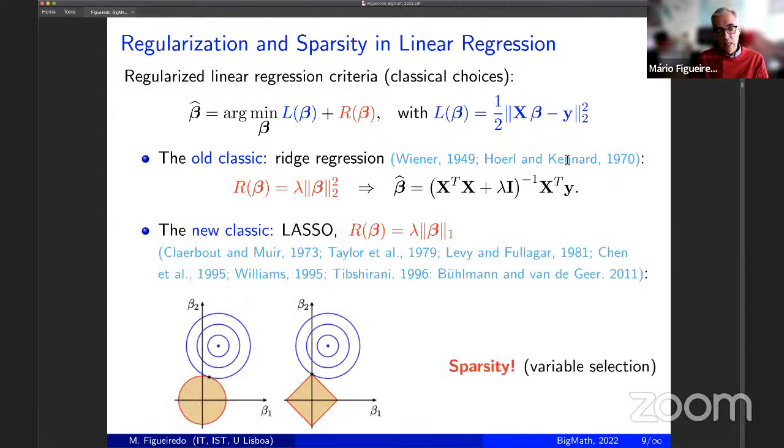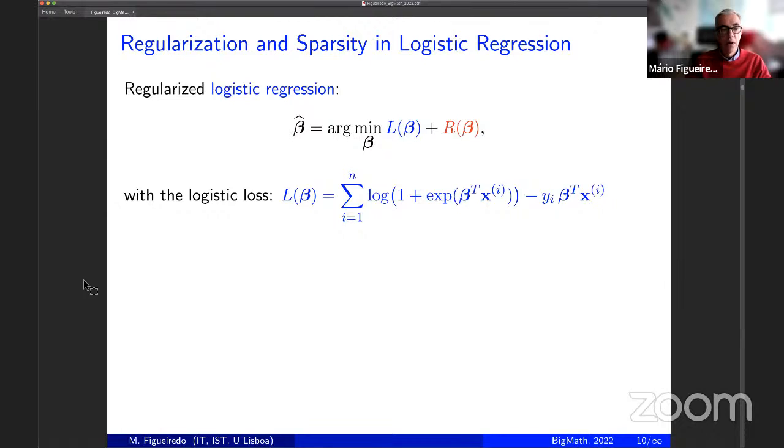And of course, the new classic that I'm sure you all know, which is lasso, where instead of the squared Euclidean norm of beta, we use the one norm of beta, and that is known to induce sparsity. So sparsity here in this picture means that the solution of this problem will tend to have, in certain conditions, solutions that are exactly on some axis or coordinate planes, which means that the other coordinate is zero. So it yields sparse solutions. And this is well known, and I'm sure you all know it.